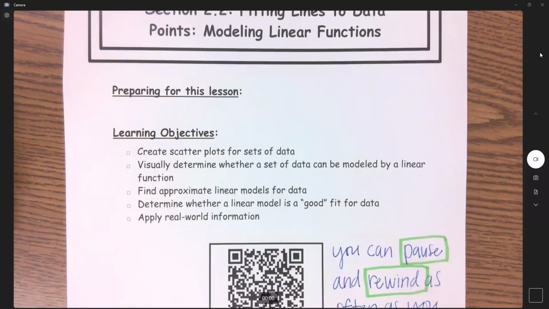We need to be able to create scatter plots for sets of data, and we want to be able to do that both by hand and in our calculator. We want to visually determine whether the set of data can be modeled by a linear function, find approximate linear models for data, determine whether the linear model is a "good fit" for data, and then as always, apply real world information.